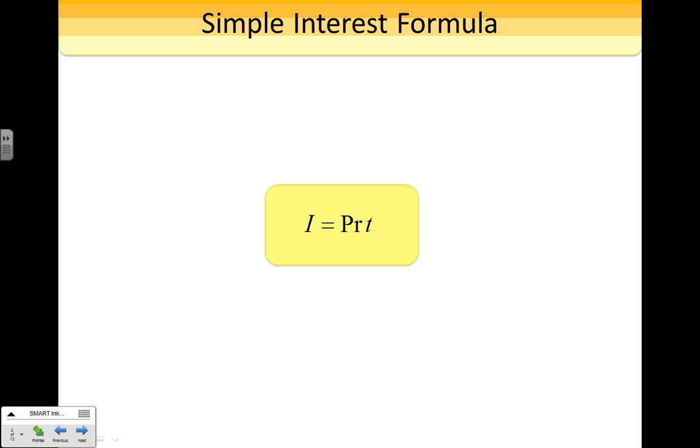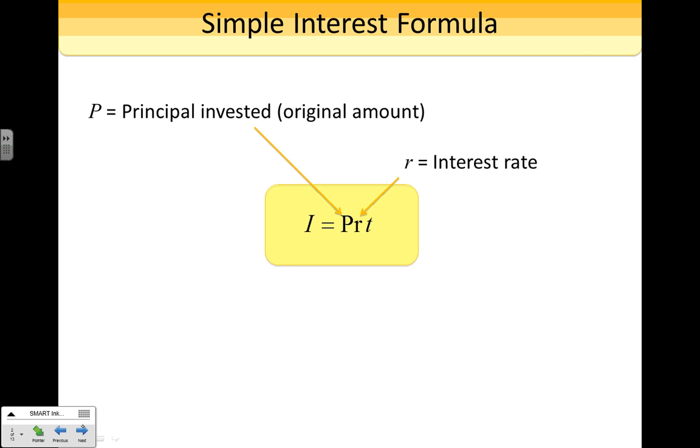So we're going to start with the simple interest formula. This is just a formula that helps you figure out how much interest you may earn in a year, or multiple years, depending on your interest rate. So I is the amount of interest that you will get after that year. P is the principal amount invested, or in other words, the original amount, however much you put into your account at the very beginning. R is going to be the interest rate, and T is the number of years.